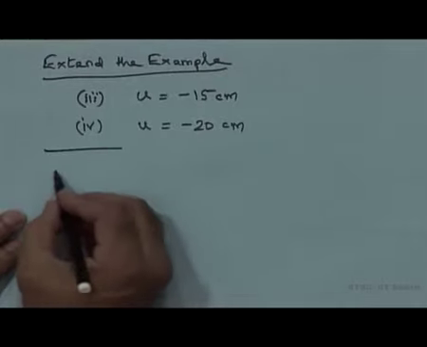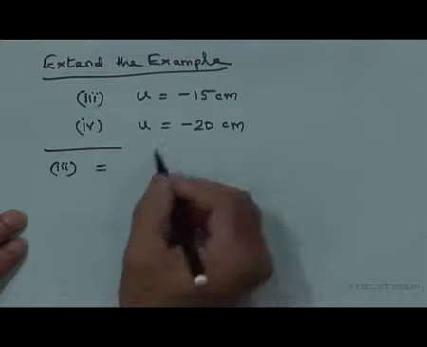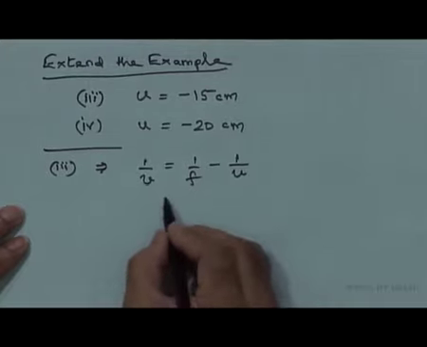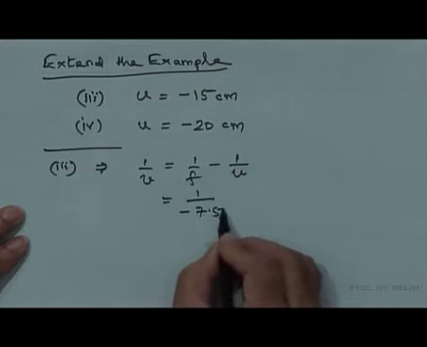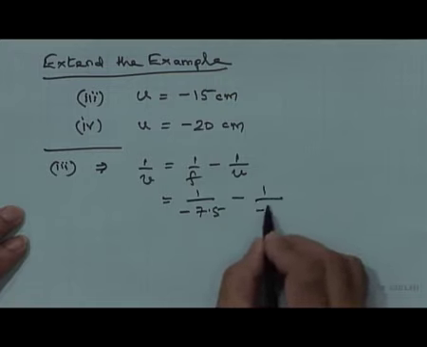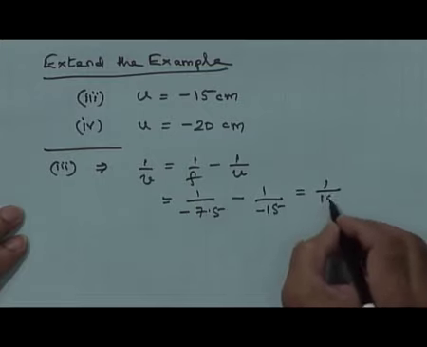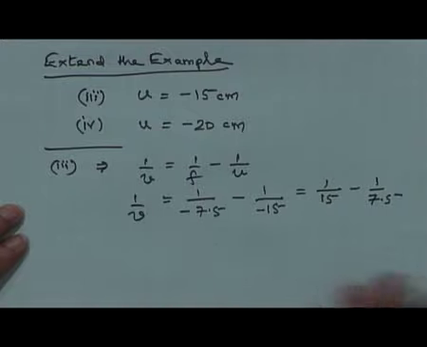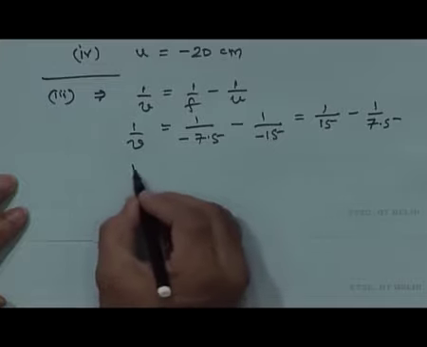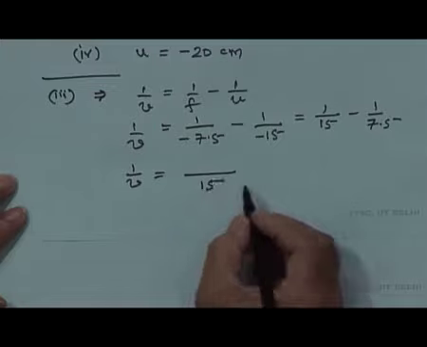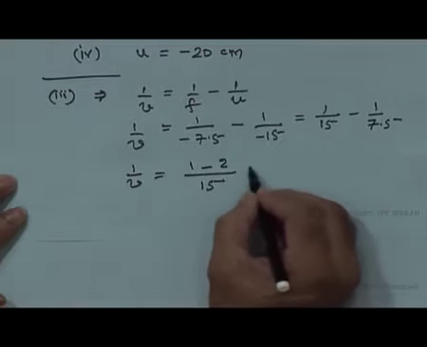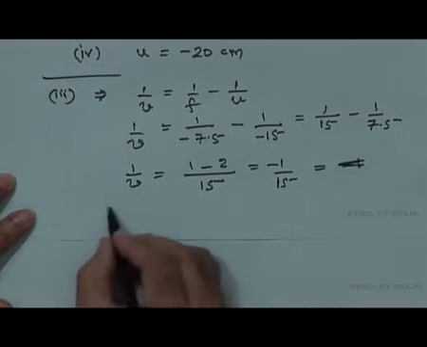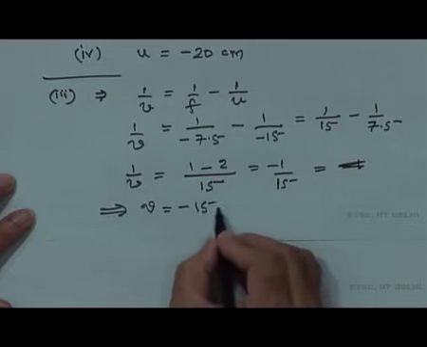Now let us take this as well, it is a very simple example, but it conveys certain things. So 1 over V is equal to 1 over F minus 1 over U, and if we substitute, 1 over minus 7.5 minus 1 over minus 15 is equal to 1 over 15 minus 1 by 7.5, which is equal to 1 by V. So 15 is the common denominator, so we have 1 over V is equal to 1 minus 2, which is minus 1 by 15. So this implies V is equal to minus 15 centimeters.